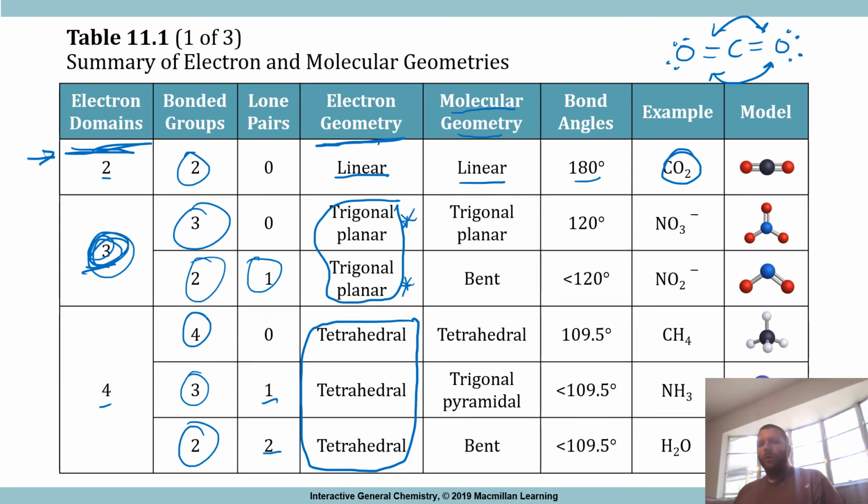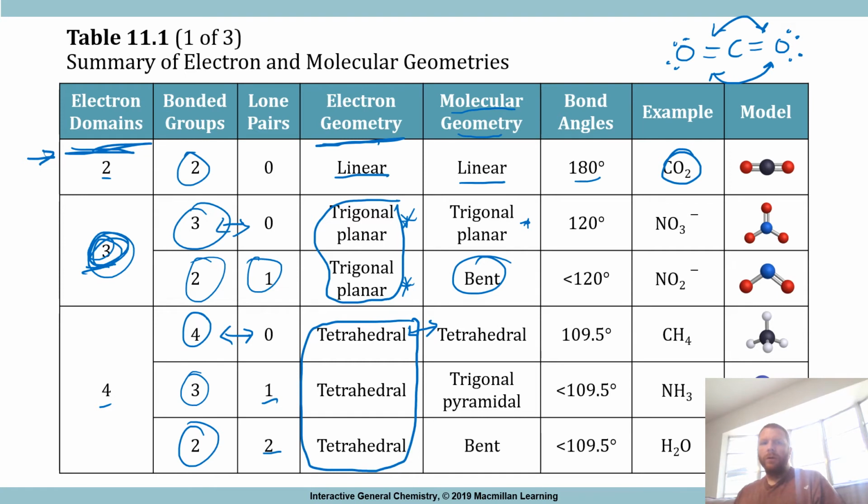Now, where there's variation, on the other hand, is in your molecular geometry. If there are 3 bonded groups, then you have a trigonal planar molecule. So your electron geometry and your molecular geometry are identical. If, however, of those 3 domains, one of them is a lone pair of electrons, that means the other 2 are shared pairs of electrons, then you have a bent molecule. Okay? So your molecular geometry, if you have 0 lone pairs, then your electron and molecular geometry are identical.